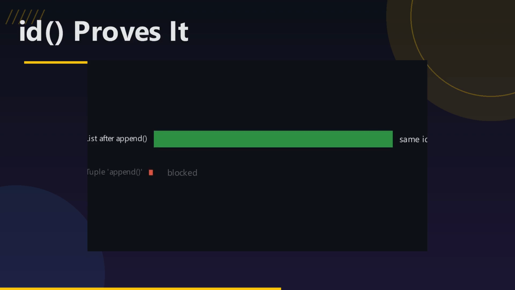Here's the receipt. It tells you the actual memory address, the box an object lives in. The list's ID is identical before and after append, same box, new contents. Exactly like writing a new note on that sticky note's target. The tuple can't pull that trick at all. Changing it would mean a brand new box, a brand new ID, so Python just refuses. One object bends, the other can't exist any other way.